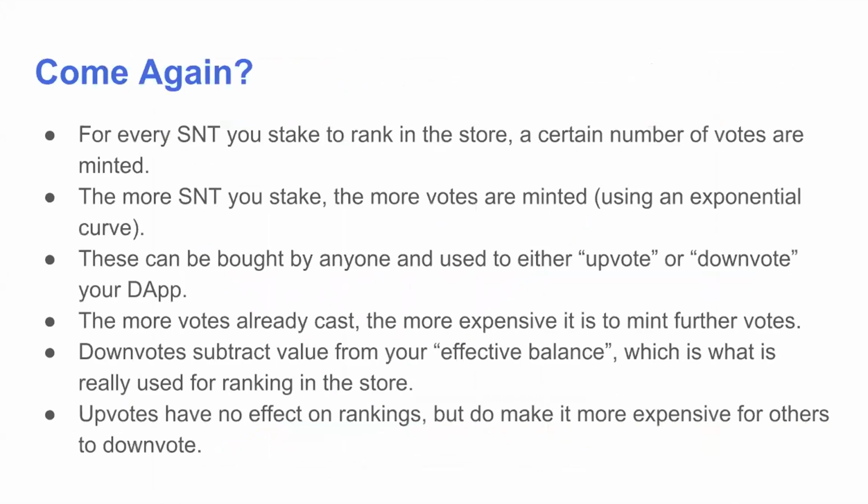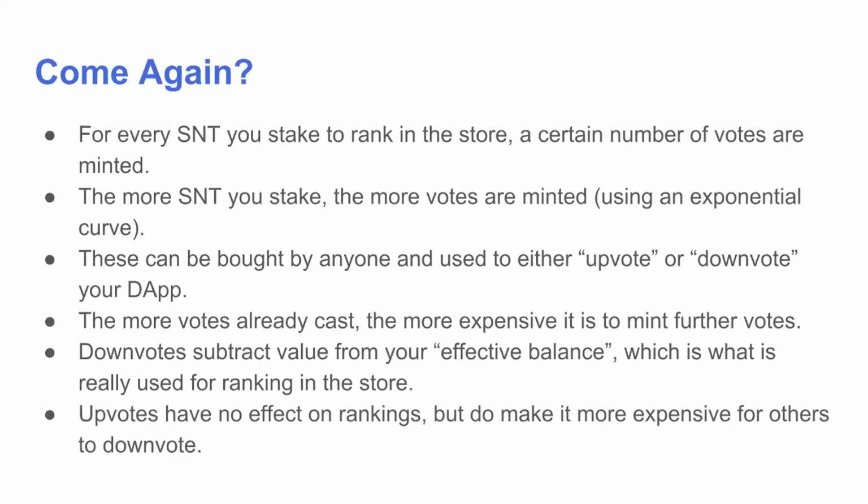And like, here's some extra detail in case you're struggling to follow along. So for every SNT you stake to rank in the store, a certain number of votes are minted. The more SNT you stake, the more votes are minted using that exponential curve that I just showed you. Those votes can then be bought by anyone and used to either upvote or downvote your DApp. It costs people to buy those votes, and that cost goes directly back to the developer, but that's a part that I'll come to in another slide. Importantly, the more votes that have already been cast, the more expensive it is to mint further votes. When someone downvotes your DApp, that does subtract value from your effective balance, which is the thing that is used to rank DApps in the store.